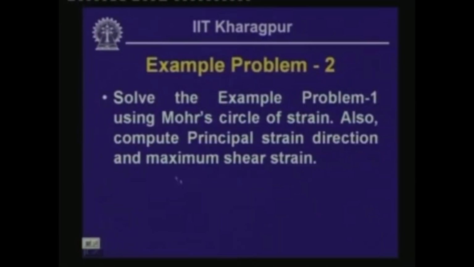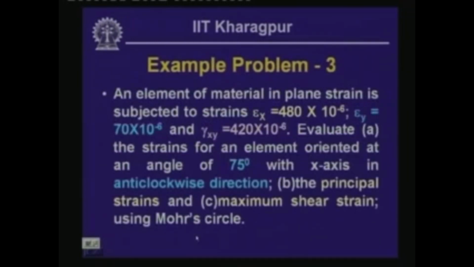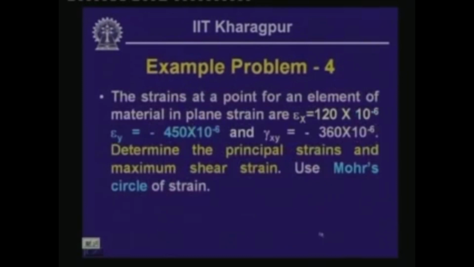Well, now the next problem is to solve the same problem as we have given in one, but using Mohr circle of strain, compute the principal strain direction and maximum shear strain. Now, the next example is that an element of material in plane strain is subjected to strains of these. We have to evaluate the principal strain and the shear strains, and also strain at an angle of 75 degree. The fourth problem is that strain at a point for an element are given by these values. We will have to determine the principal strain and maximum shear strain using Mohr circle of strain.